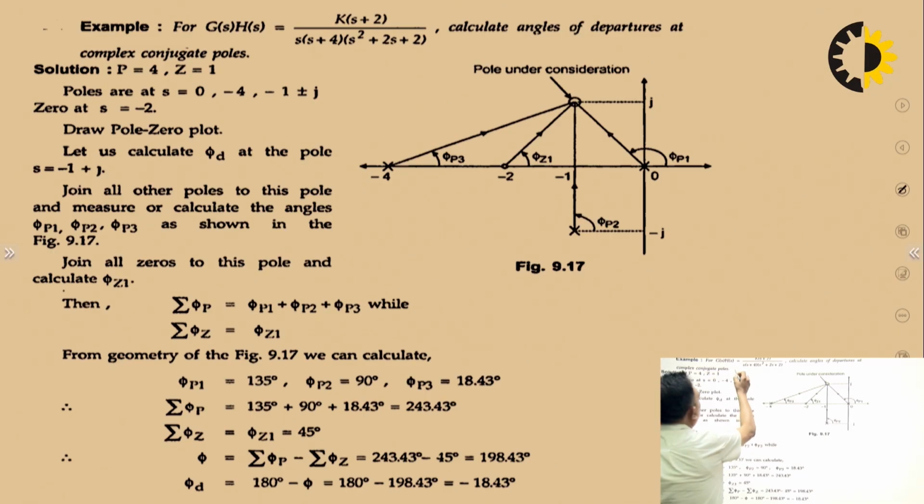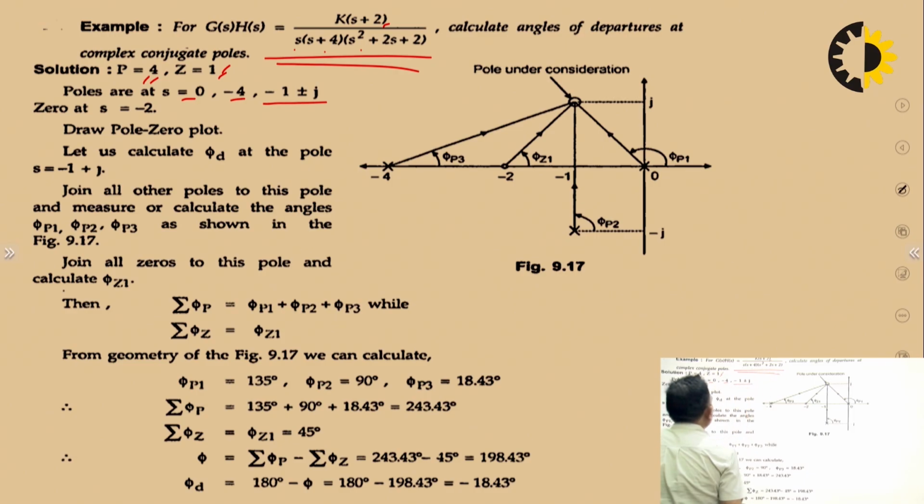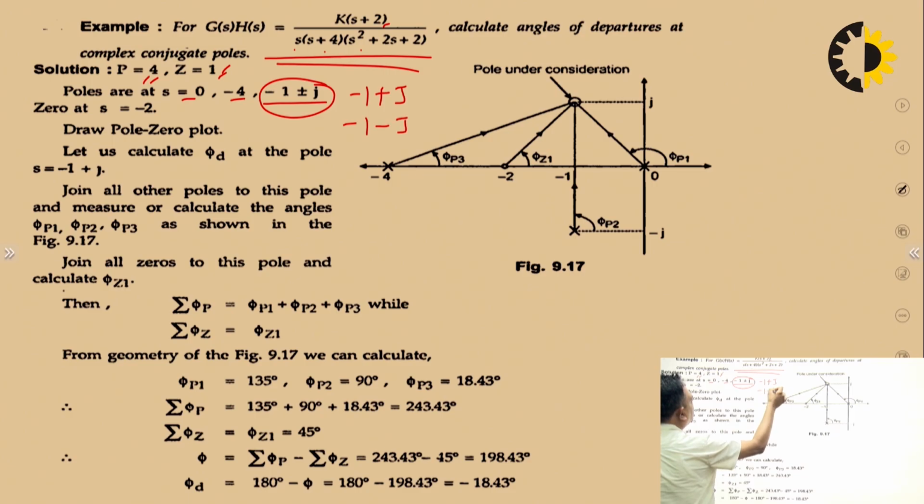This is the open loop transfer function given to us. From here we can see there are 4 poles and 1 zero, so p equals 4 and z equals 1. Poles are lying at s equals 0, minus 4, and if you solve it, minus 1 plus minus j. Now we will draw the pole-zero plot, and we will obtain the angle of departure at minus 1 plus j. And minus 1 minus j is simply the negative of this value, minus 1 plus j. So how will we calculate it?